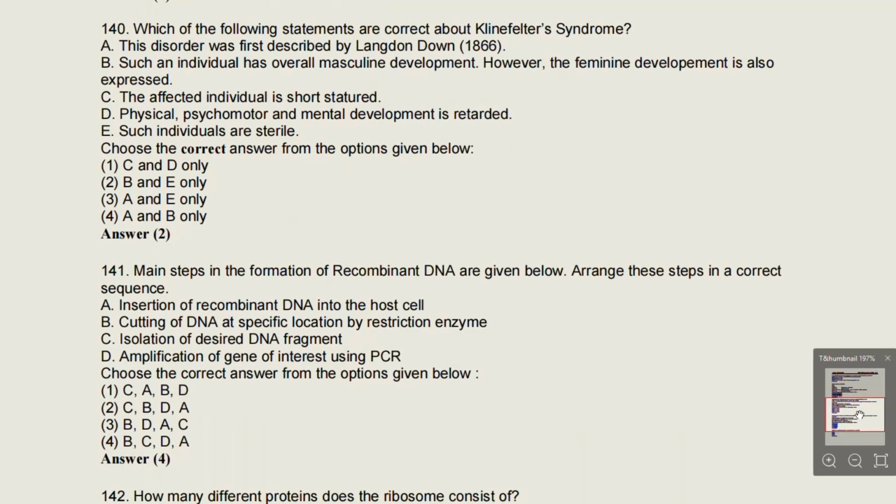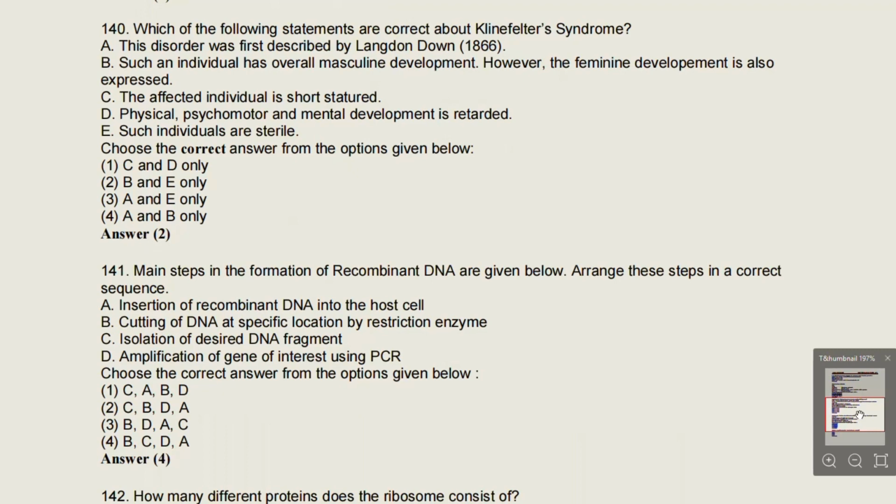So the next one is, main steps in the formation of recombinant DNA are given below. Arrange these steps in correct sequence. So the answer is option 4, B, C, D, A. B is first, cutting of DNA at specific location by restriction enzyme. So C is second, isolation of desired DNA fragment.